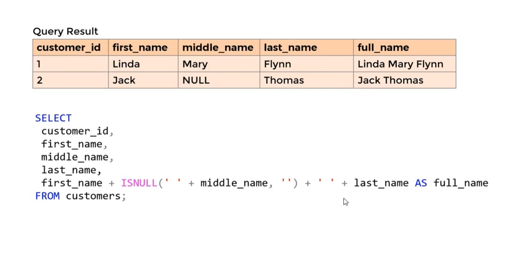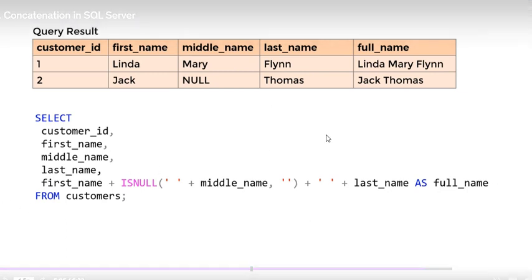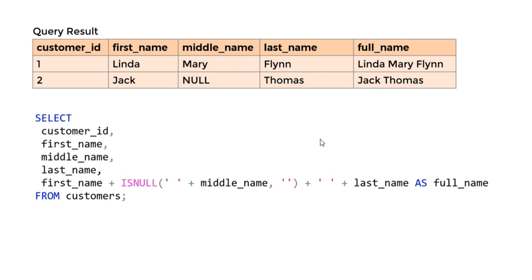However, if a middle name does have a value, as in the case of Mary, then ISNULL returns a single space plus the middle name. So we get a space added before the middle name only when the middle name has an actual value. This gives us the result we wanted, and now we only have a single space between names.